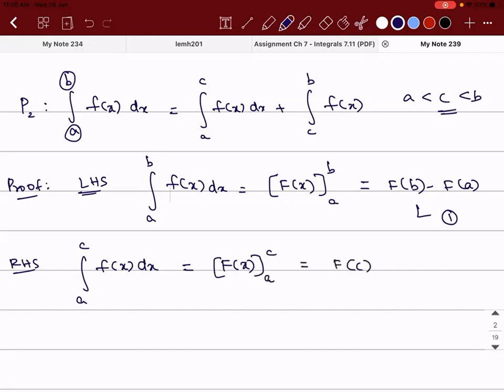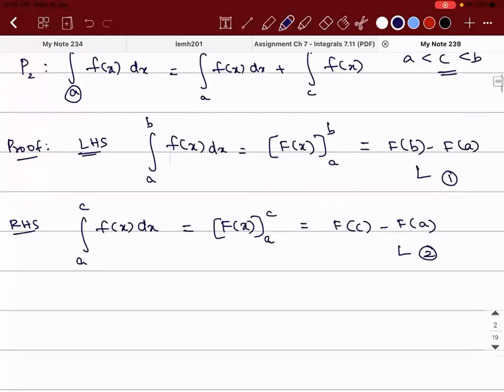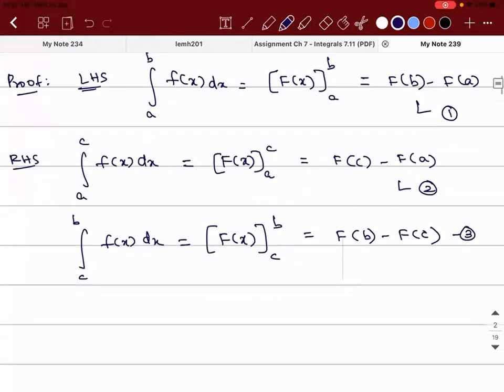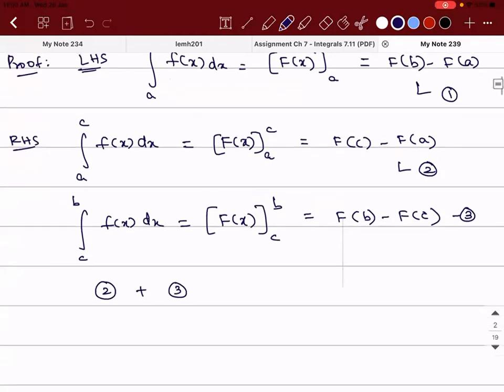Now it is going to be capital F of C minus capital F of A. Let me call this equation number 2. Similarly, if I take the remaining limit, that is C to B f of x dx, then I'll get capital F of x between the limits C to B. This will be capital F of B minus capital F of C. Let this be 3.